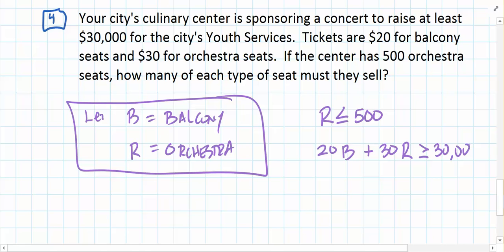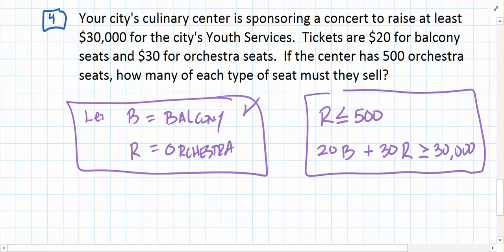Okay, here's your task. You have defined some variables, good. You have given me a system of linear inequalities. I would like you to plug that into your calculator and come up with a region, adjusting your window correctly. Some people were a little upset that we used B and R, so we can use X and Y.